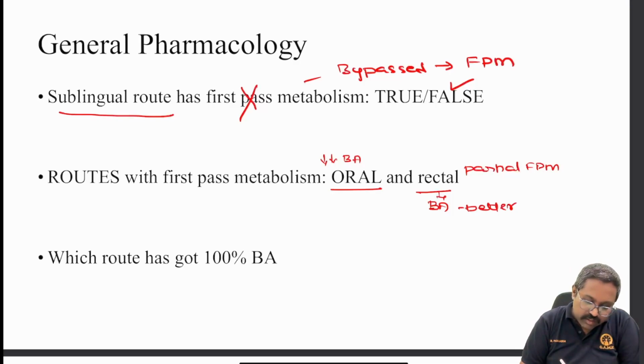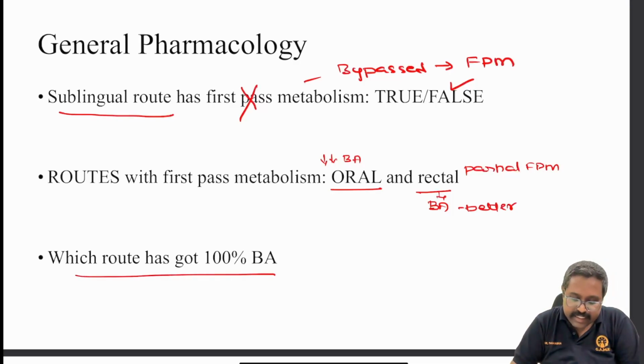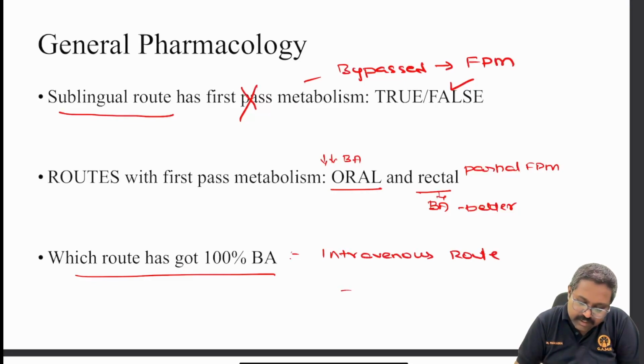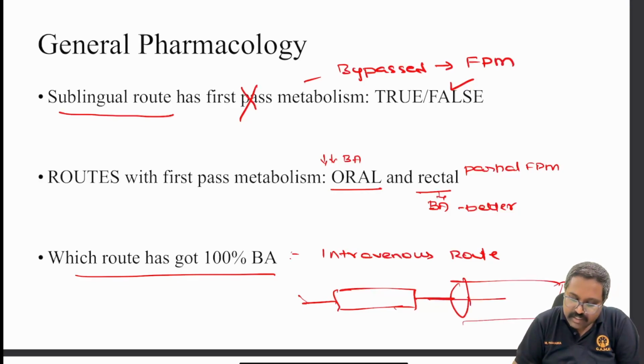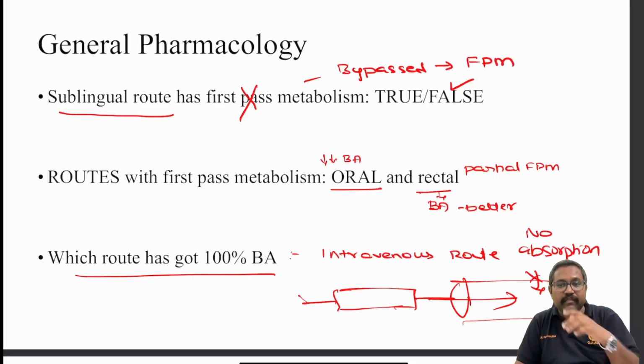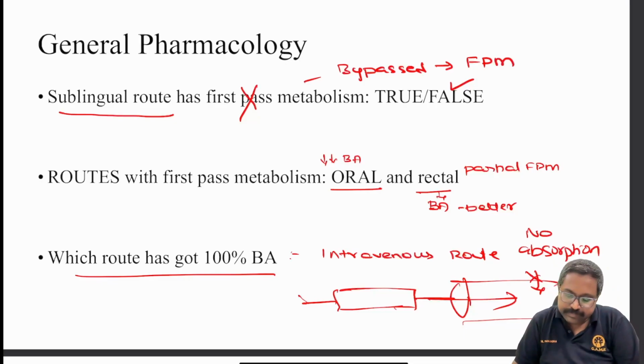The route which has got 100% bioavailability, please remember always, is the intravenous route, as you are injecting the drug directly into the systemic circulation. So there is no process of absorption involved. There is no absorption with respect to the intravenous route.